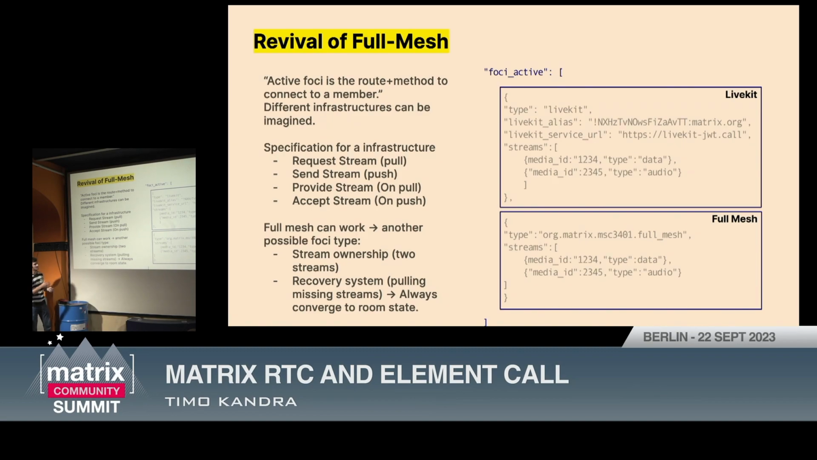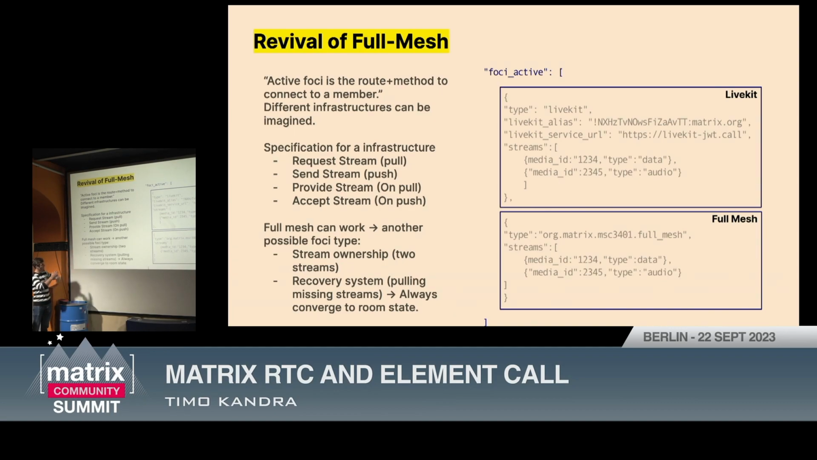If somebody is pulling from me, I need to have a procedure for how to react to this and provide the stream. And if somebody is pushing a stream onto me, I have to have a procedure for how to accept the stream. That is what the infrastructure component needs to provide. LiveKit provides this with the WebSocket API. We could, and would like to, and let's see what the next steps are, imagine that this is totally feasible to do with full mesh as well.